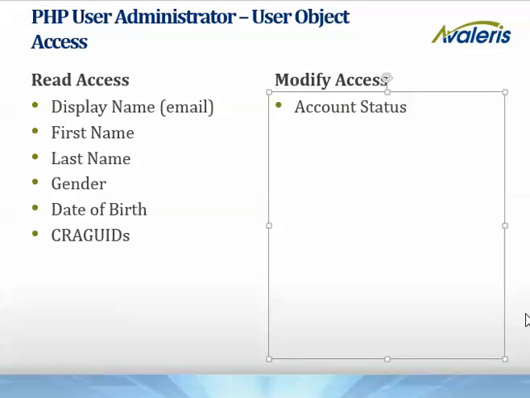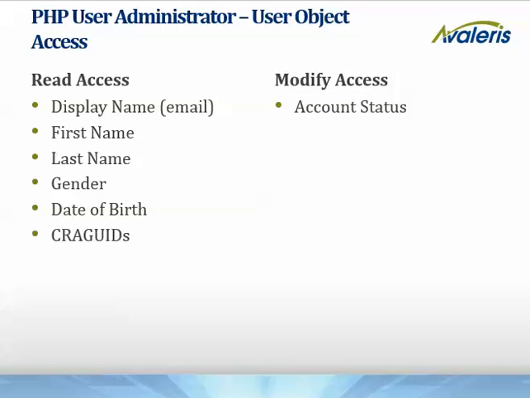In this slide and the next slide, we're going to take a quick look at exactly what permissions this administrator has within the FIM portal. So we can see this user mostly has read access, but does have the ability to modify the account status attribute on the user object. What this attribute sets is whether or not this user is permitted to log in. So if the account status is set to disabled, this user would be prevented from logging in.